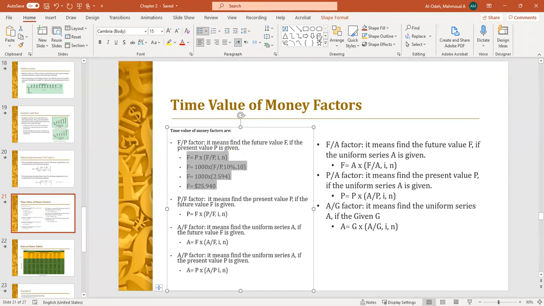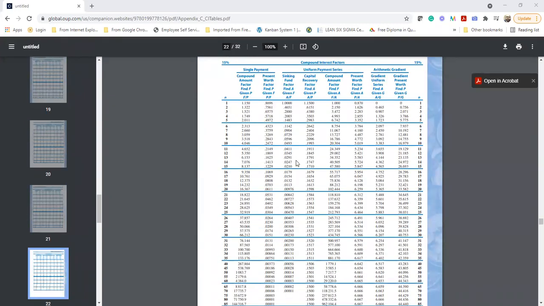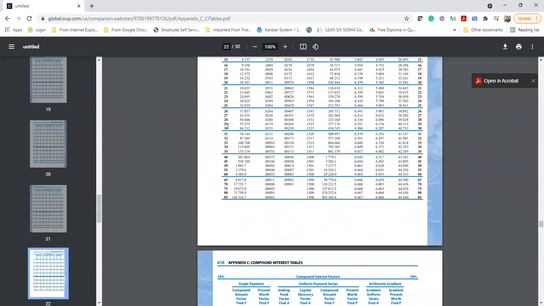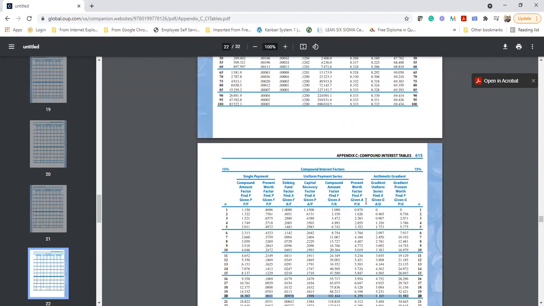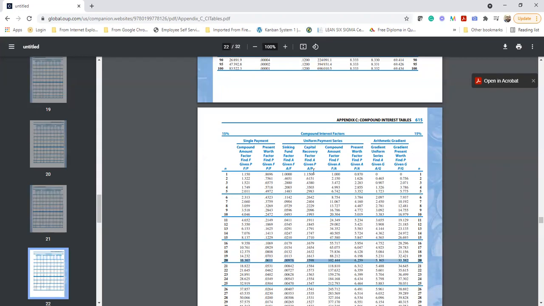And we could apply the same thing. All you need to do, one more time, is find which interest rate table you want to use. Let's say, for example, i equals 15%; this is the interest rate table for 15%. And then you find which factor you want to use: is it F over P, P over F, A over F, A over P, F over A? And then find the number of years. So let's say the number of years is 20. Then we go to 20 here. These are the values that we're going to use. Now let's say the factor is A over P. So now we have to find A, the uniform series, if P is given. We take this number here and multiply it by the present value to find the equivalent of the present value in the A format.